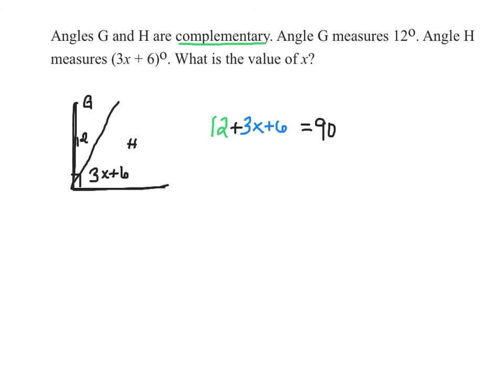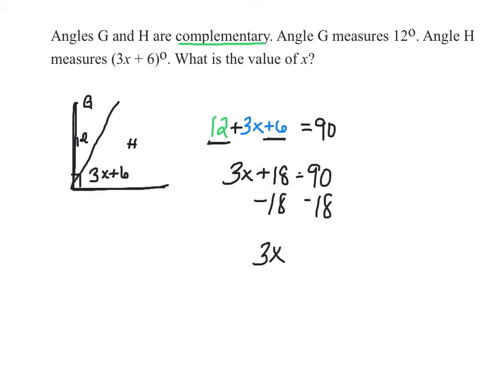I can combine like terms. I have a positive 12 and a positive 6. The 3x is by itself, so I'm going to have 3x plus 18. 12 plus 6 is 18, and it's all going to equal 90. Solve my two-step equation from here.